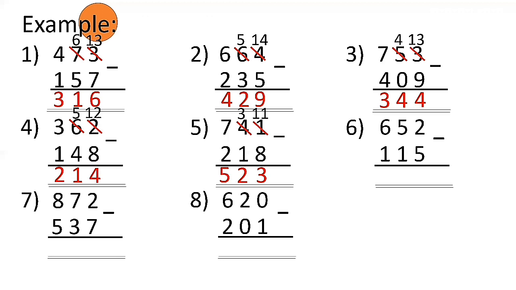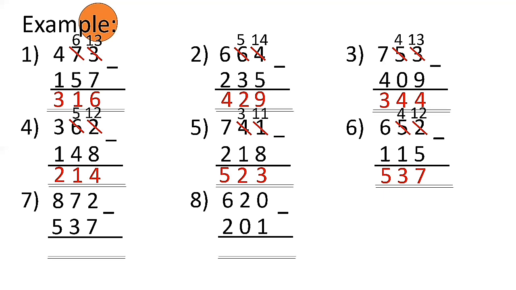Number 6. 652 minus 115. We cannot subtract 2 by 8, so we need to borrow in the tens place. 5 becomes 4, and 2 becomes 12. 12 minus 5, that is 7. 4 minus 1, that is 3. And 6 minus 1, that is 5. So our answer is 537.